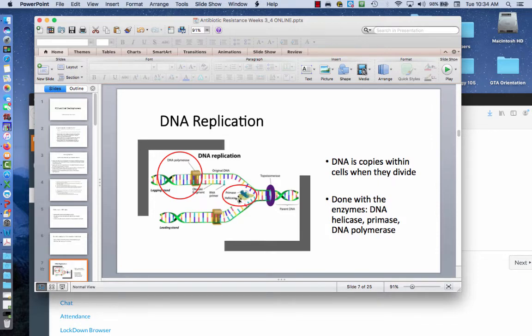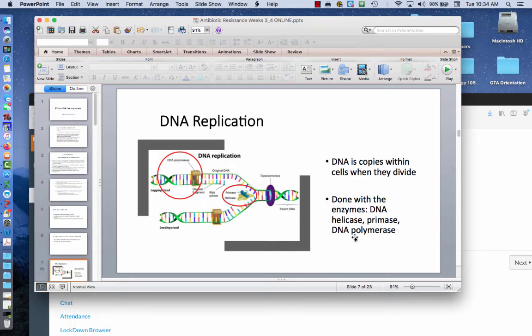Helicase will actually open up the template strand. It will break the hydrogen bonds and open up the template strand, creating this Y, or what we would call a DNA replication fork. You're going to see an enzyme called primase. Primase will come in and lay down an RNA primer. The RNA primer is really important, because DNA polymerase cannot replicate the DNA without the RNA primer.